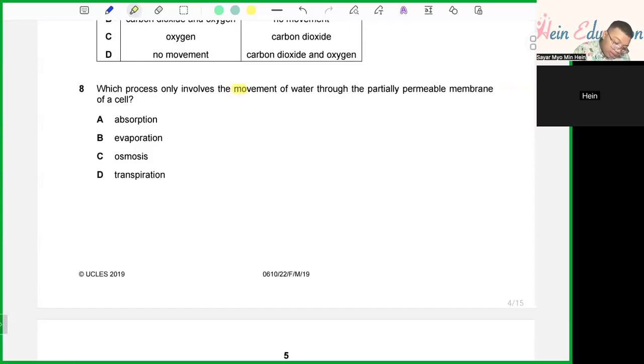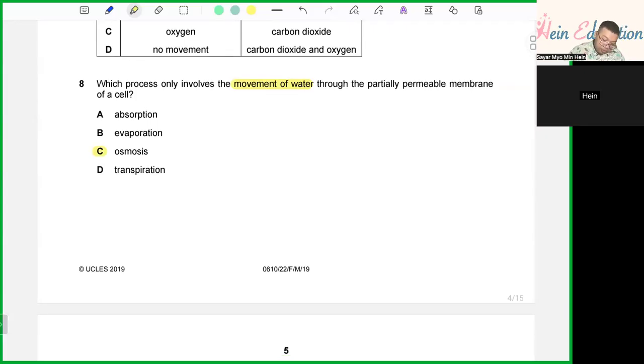So I always remind that for movement of water, you don't need to double think or doubt yourself. It will be osmosis. So the answer is C.